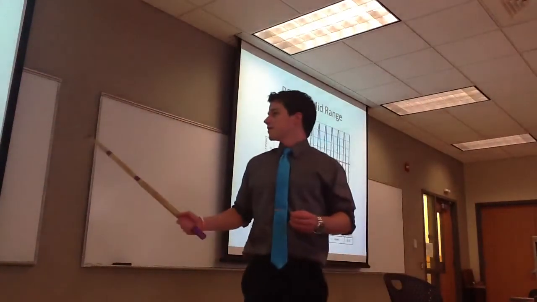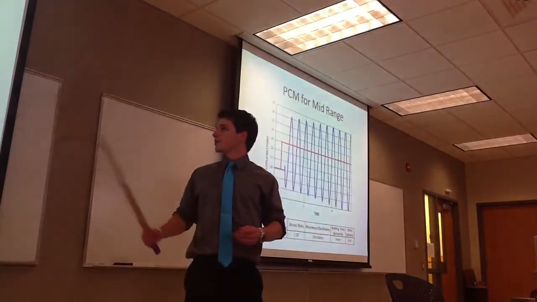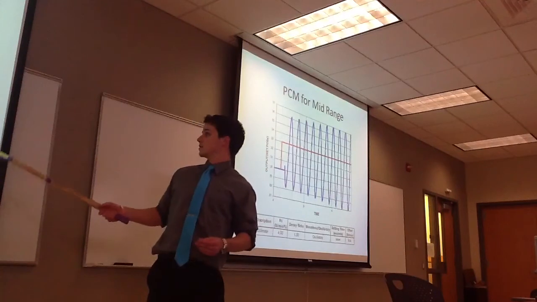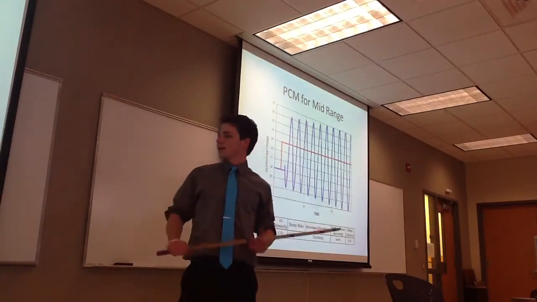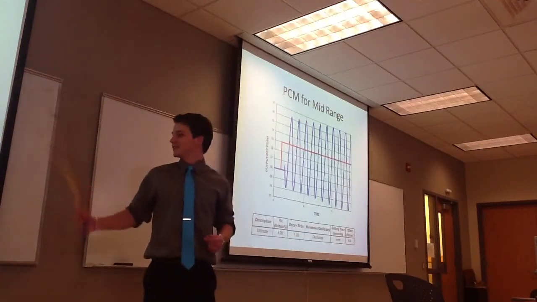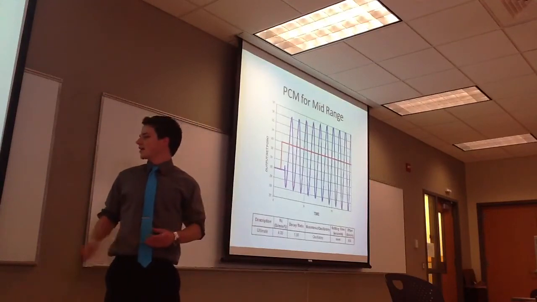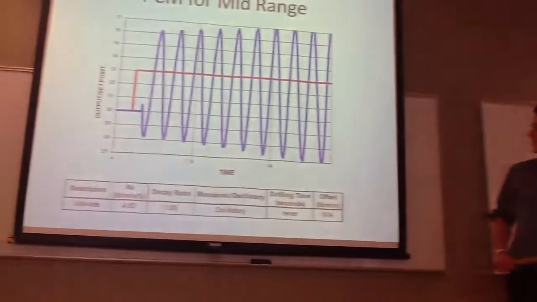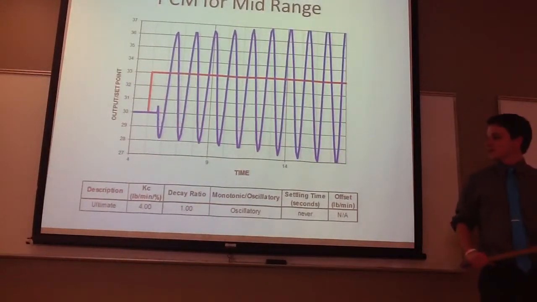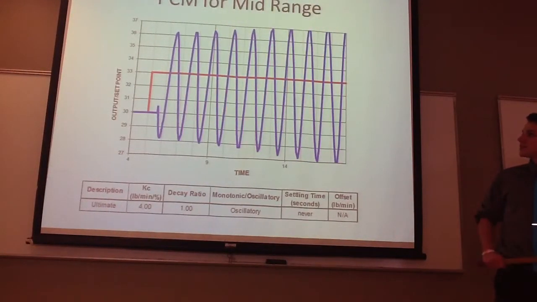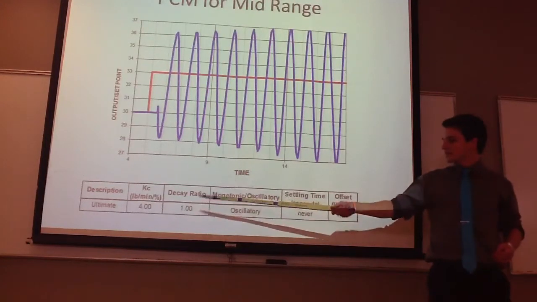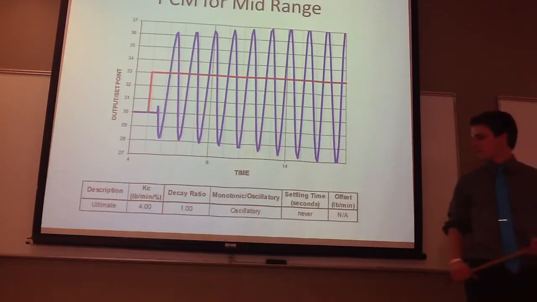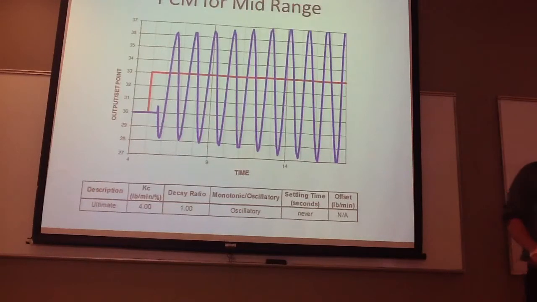This was one of the models for the mid-range. This was decided, that is not the right label. That should be, okay, yeah it is. Alright, this was decided to be the ultimate controller gain for this mid-range, and that should be a 6 for the KC instead of a 4. I don't know how that 4 got in there.